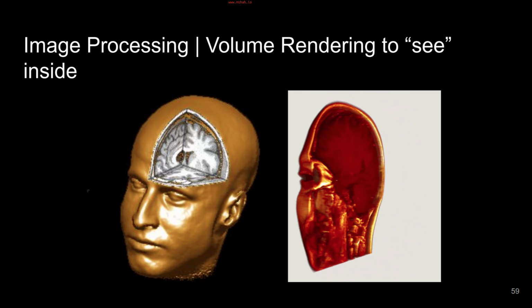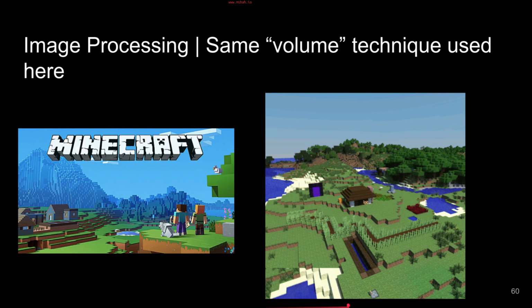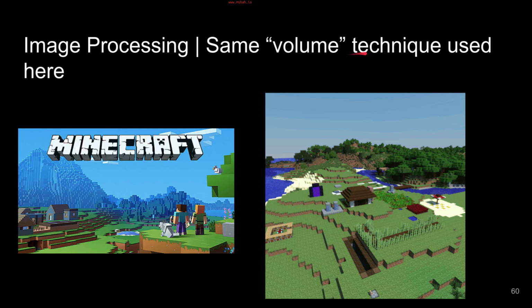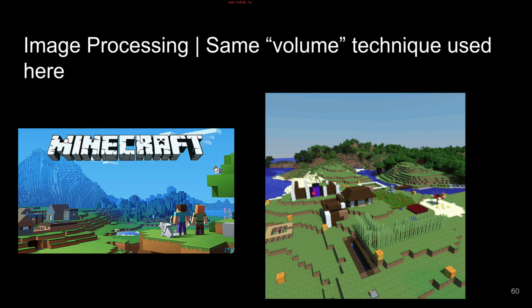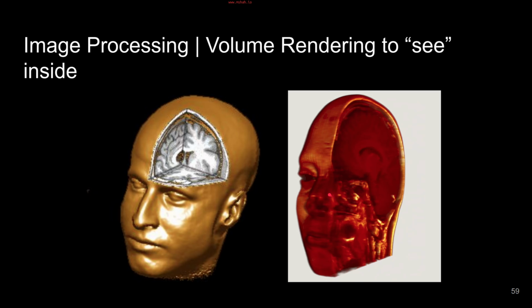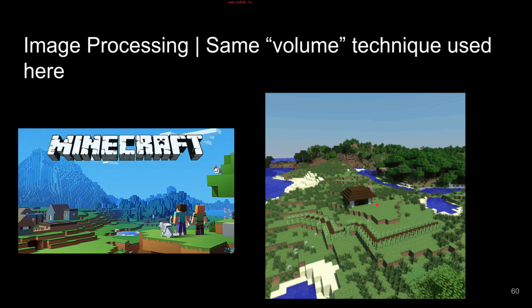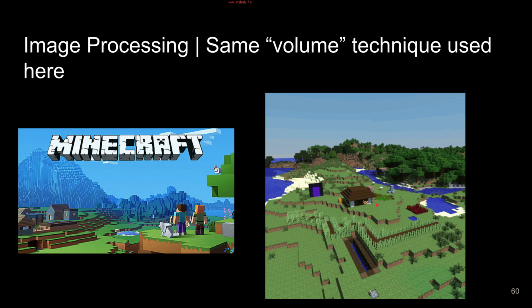This is the kind of stuff I worked on previously. But the same technique of rendering a volume is the same thing that's used in Minecraft. So you can see the different layers here as you add on to them. You can think of them like slices. And each of these blocks is just a 3D pixel. We call them voxels. So voxel rendering is a technique used in Minecraft. So also kind of cool.